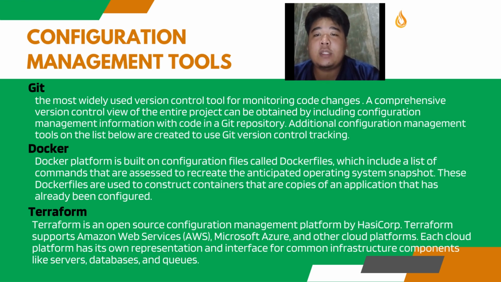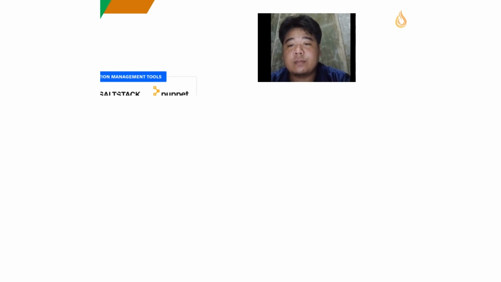Terraform. HashiCorp's Terraform is an open source configuration management platform. Terraform is compatible with AWS, or Amazon Web Services, Microsoft Azure, and other cloud platforms. For common infrastructure components such as servers, databases, and queues, each cloud platform has its own representation and interface.